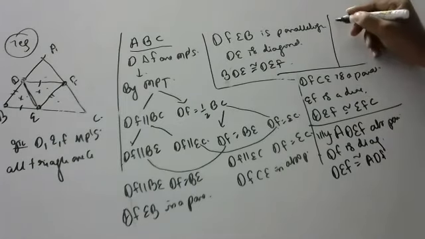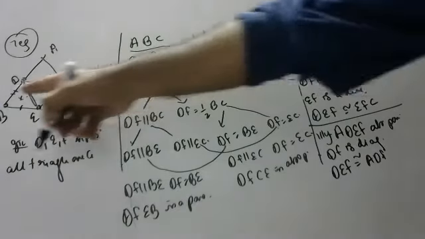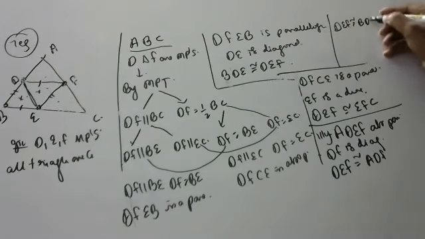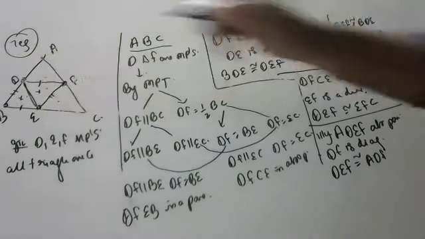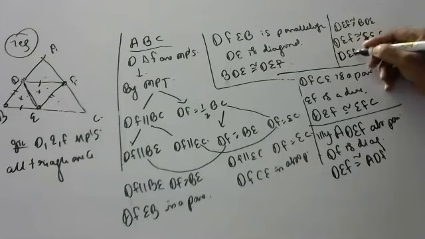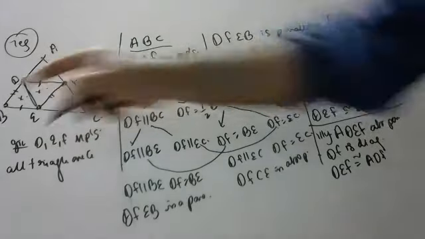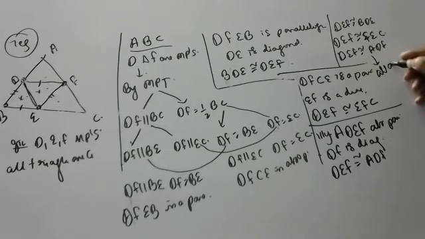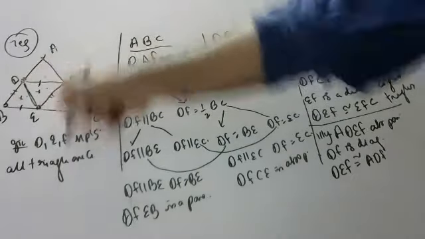Now, finally, I showed that DEF is congruent to BDE first, then next I showed DEF is congruent to EFC, and next I showed DEF is congruent to ADF. From this, if these are congruent, these both are congruent, these both are congruent, all are congruent triangles.